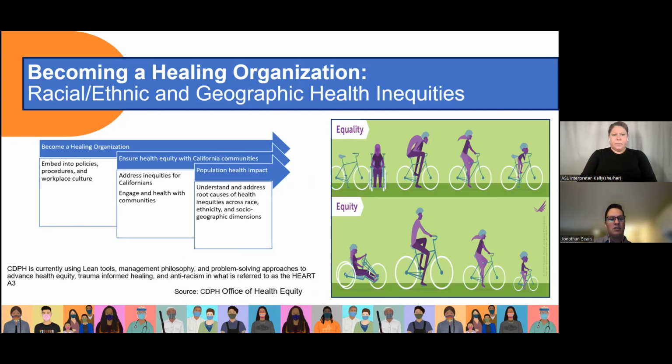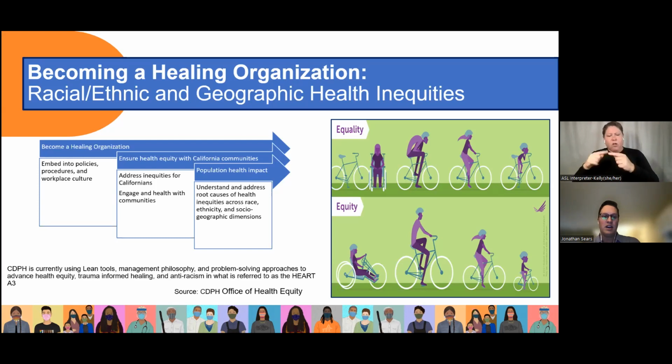Another major area of focus in one of our vertical value streams and strategic A3s within CDPH and for our lean work is to become a healing organization. And what that means is that we'd like to become a healing organization that embodies equity, anti-racism, and trauma responsiveness. This is one of our current strategic A3s that we call the Heart A3. We're using lean improvement tools, management philosophies, and problem solving, such as that A3 process I described, PDSA cycles, and others to advance this important work.